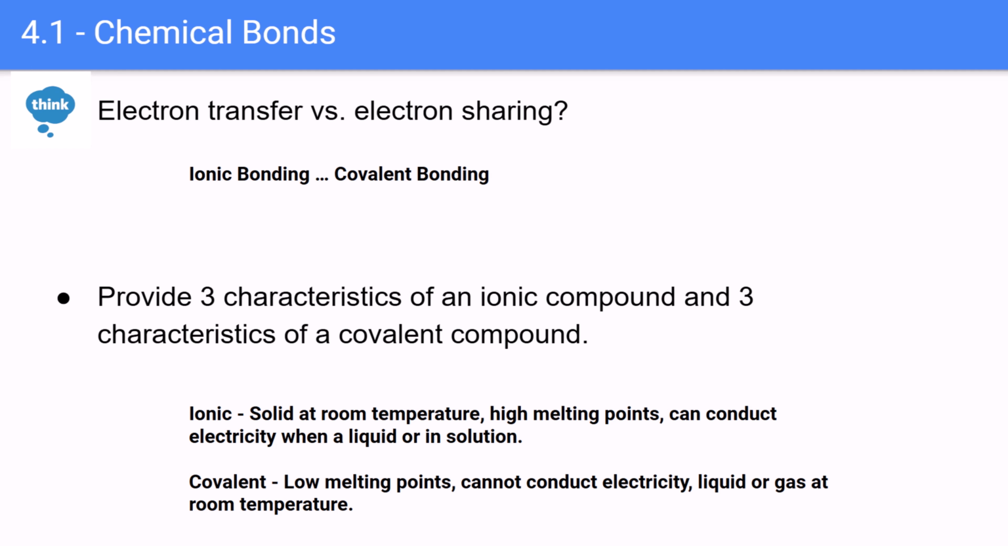There's a variety of other physical and chemical characteristics that we can use to describe things that are ionically or covalently bonded, but these are the primary ones that I want you to be able to know.